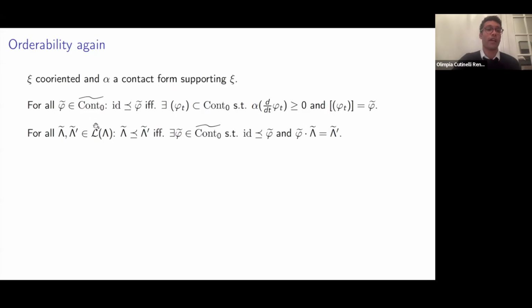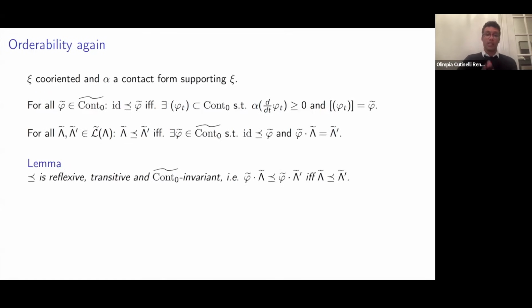And then you can define the same binary relation on L tilde by saying that two elements, lambda tilde is less than lambda prime tilde, if and only if there exists phi tilde which is greater than the identity, a contactomorphism greater than the identity, that sends lambda tilde to lambda prime tilde.